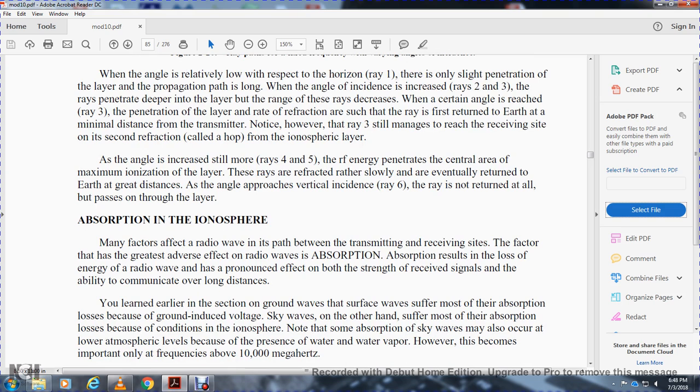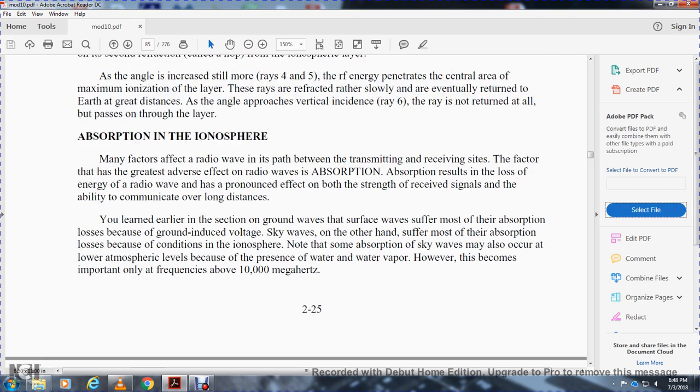All right, absorption in the ionosphere. The main factor in the effect on the radio wave path between the transmitting and receiving sides is the absorption of the radio wave, which has the greatest adverse effect. Absorption results in the loss of energy of the radio wave, with a pronounced effect on both the strength of the radio signal and the ability to communicate over long distances.